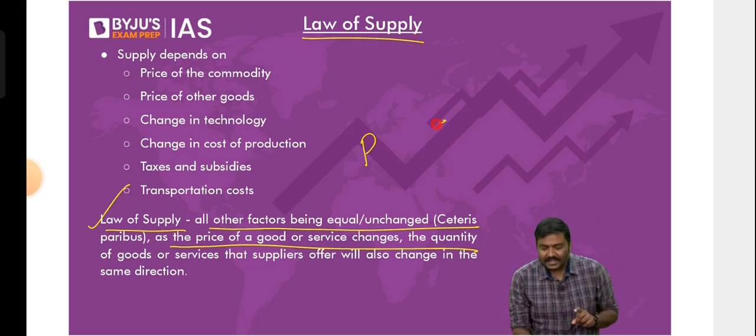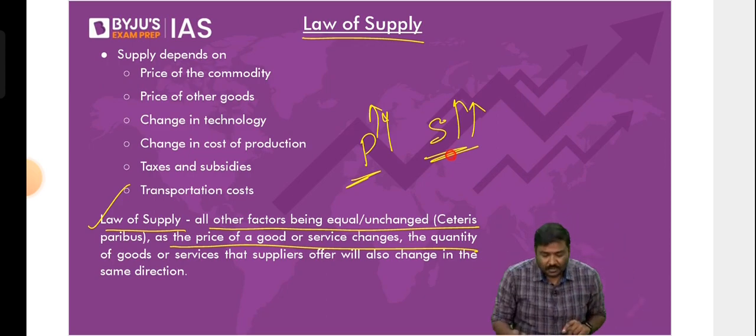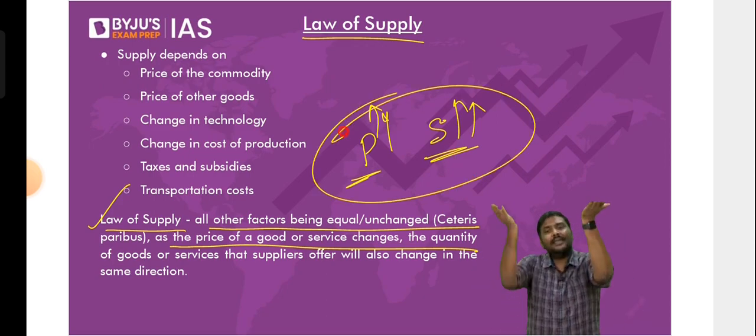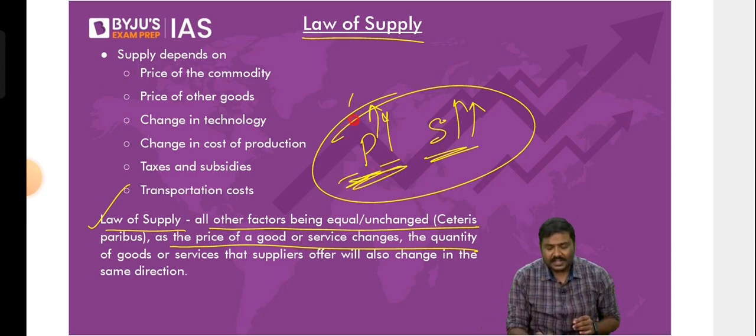In case of the law of supply, the price and the supply will move in the same direction. Positive relation. I'll repeat the statement. In case of law of demand, price and demand move in opposite direction. In case of law of supply, price and supply move in the same direction. Price goes up, supply goes up. Price goes down, supply goes down. Why does it happen? Simple. Whenever the price goes up, the supplier starts earning more profits.